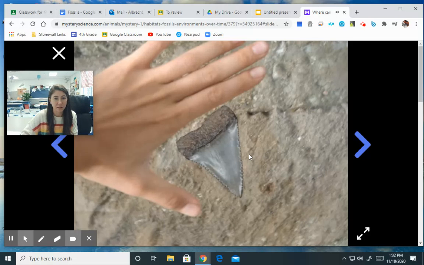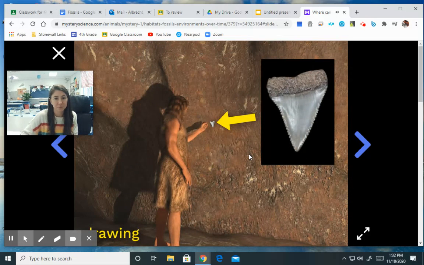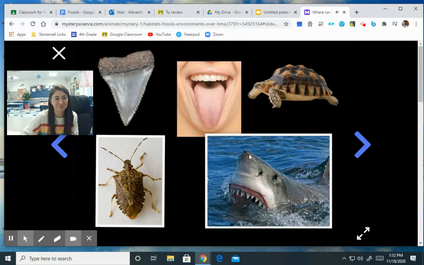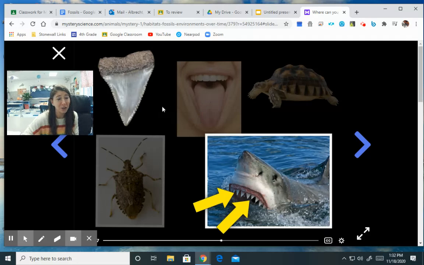But what? In ancient times, when people would find one of these, some people called it a tongue stone, because they thought it looked a bit like a tongue. But we know today that's not at all what it is. By comparing it to parts of animals living today, scientists noticed it looks an awful lot like these. Shark teeth. It doesn't look anything like a stink bug, that's for sure, and it doesn't look like a turtle, but it sure does look like an animal that we know today, a shark tooth.